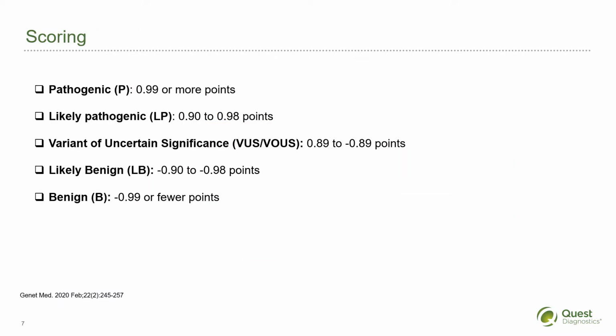Five-tier classifications are done based on point-based scoring. Pathogenic CNVs have 0.99 or more points. Likely pathogenic CNVs have 0.90 to 0.98 points. Uncertain CNVs have 0.89 to minus 0.89 points. Likely benign CNVs have minus 0.90 to minus 0.98 points, and benign CNVs have minus 0.99 or fewer points.